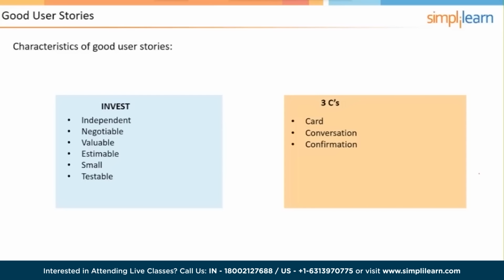INVEST. And then the next one we have here is the 3 C's of a user story. So the first C is card. User stories should be able to be written on a 4 by 6 inch index card or some media similar to that. Card. The second C is conversation.